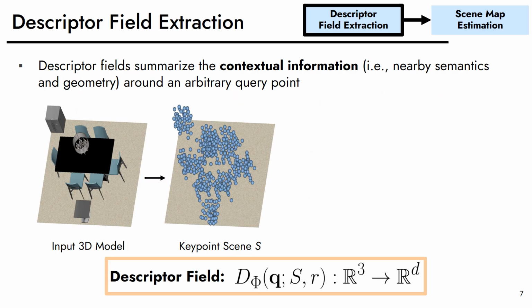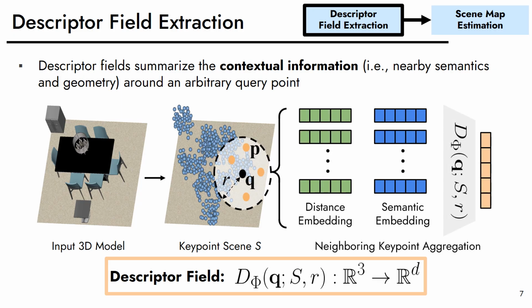First, descriptor fields are defined for arbitrary points in 3D space and summarize the nearby contextual information. As shown in the figure, given an input 3D model represented as sparse keypoints, the descriptor field at point Q is defined as the aggregation of distances and semantic information of points within a radius R. The input information is passed through a transformer to output the descriptor field features.